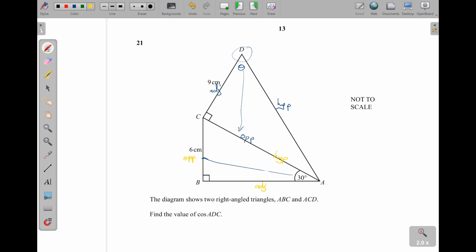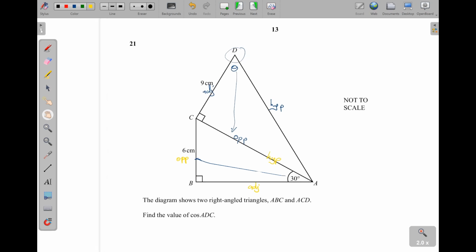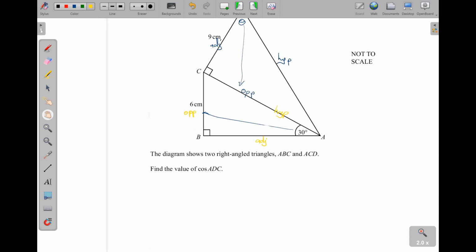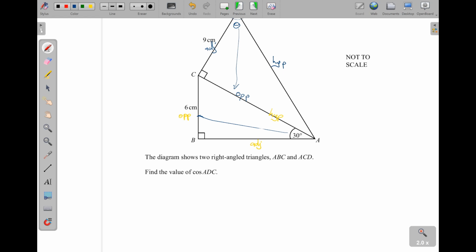Now, the diagram shows two right angle triangles ABC. So now, we need two sides to find the angle. So since we are given 30 here, then we can use SOHCAHTOA. This is opposite. I need opposite and hypotenuse. This opposite here, this hypotenuse here for 30 is going to be the opposite for this angle. So I need it. Okay. That means using SOHCAHTOA, there is opposite and hypotenuse. So sine of 30 degrees.